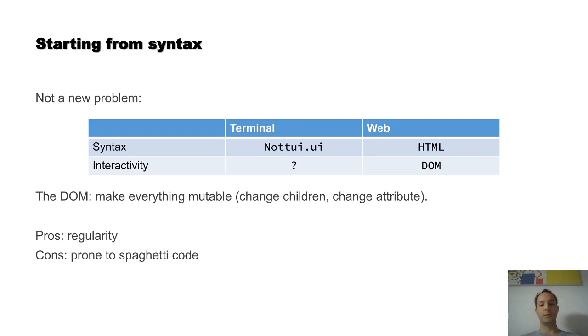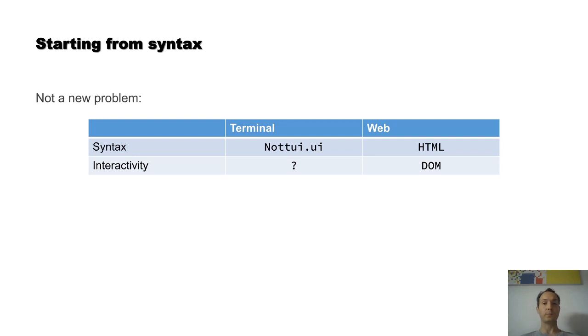The pros of this mechanical approach is regularity in the interface. If you know the syntax, it's easy to find what to change at runtime to get the result you want. The cons of making everything mutable is that the DOM becomes a battlefield where scripts are competing for changing stuff. So we took another route for making things updatable. We propose to use a type transformation.